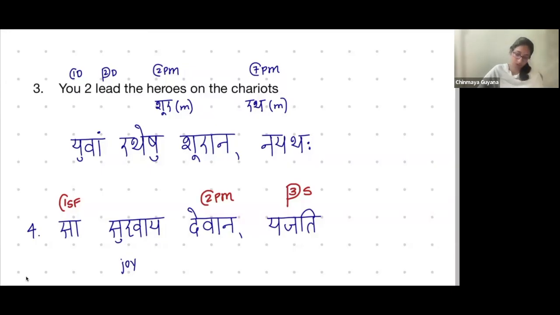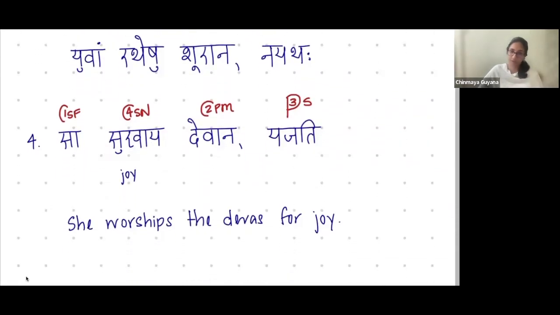And then there's one more word there. Sukhaya. Aya is fourth case, singular, neuter. She worships the devas for joy. Oh, sorry, I translated that for you. Right? She worships the devas for joy. Now, if you wrote to joy, that's okay. But now when you try to piece the sentence together, you should say, oh, wait, for makes more sense. Okay.